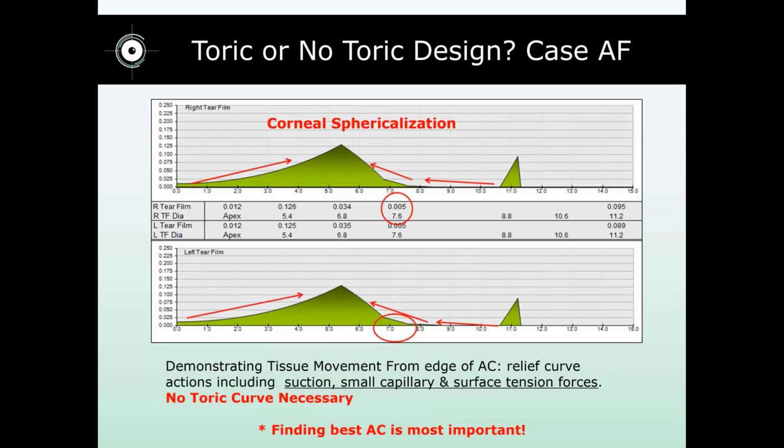So now this is what I call corneal sphericalization. With the incorporation of the suction, small capillary and surface tension forces, no toric curve is necessary. The way I look at it is that if you use toric curves, then it's harder for the lab to manufacture, and you don't know whether they make a mistake or not. And by using a toric curve, you're fitting the cornea instead of treating or molding the cornea.